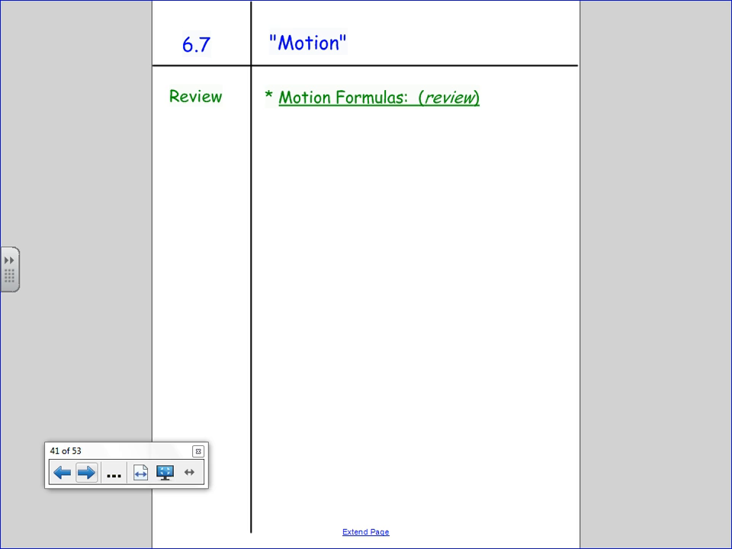Motion! Cool kids, be amazing. Motion formulas. Tell me anything you remember. Go, this is a little dangerous. Anything. d equals rt. Distance equals rate times time, from a long time ago. And that's like an average rate, so we're going to erase it because it doesn't need calculus.